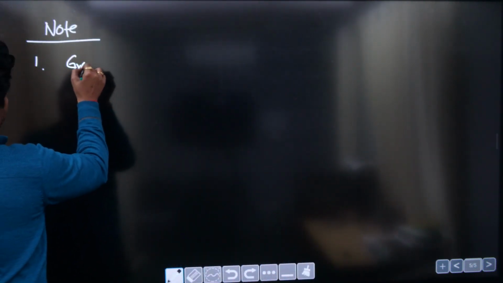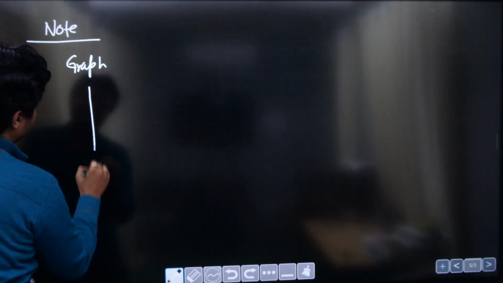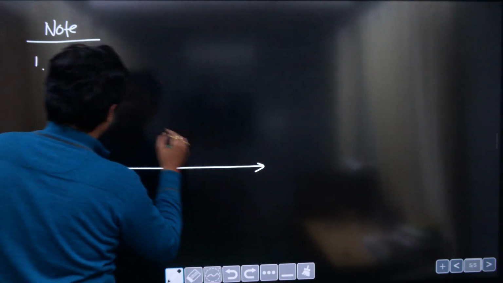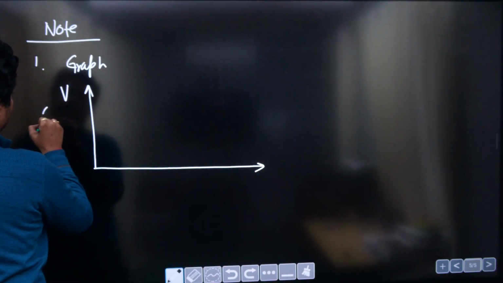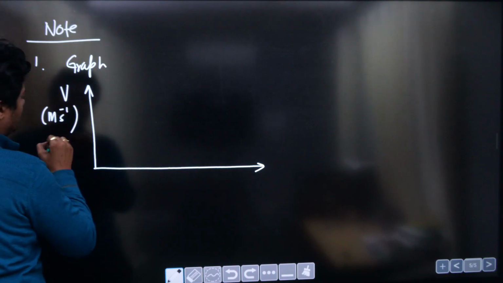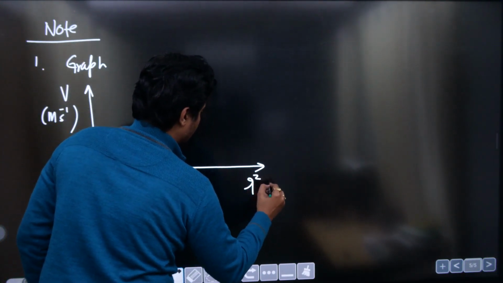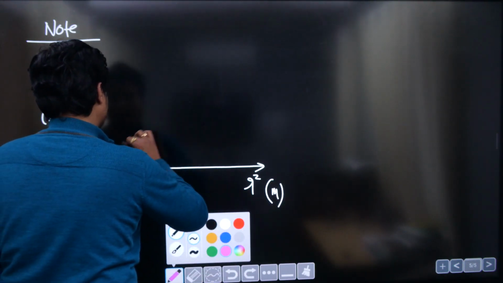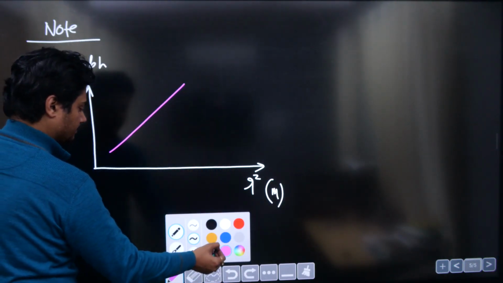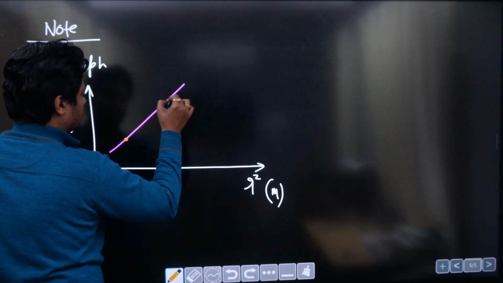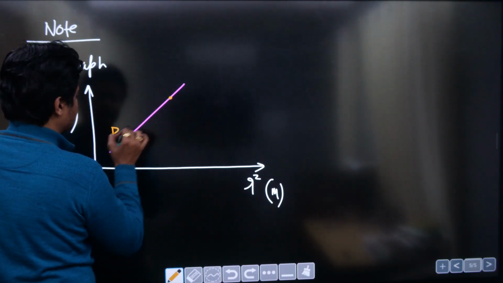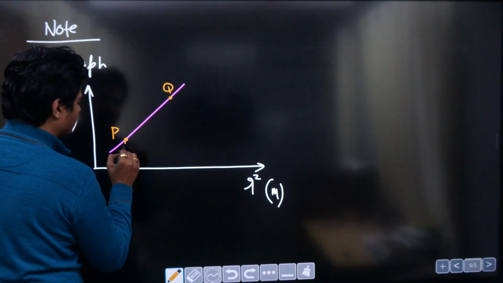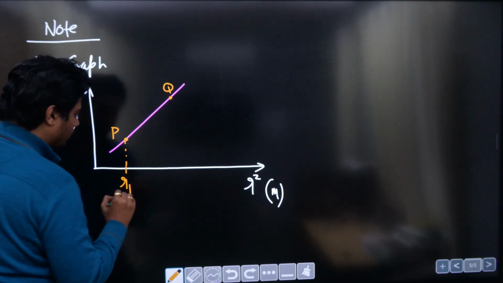The graph was between velocity in meters per second versus r square, which was in meters. And this graph was observed to be a straight line. This graph was observed to be a straight line for two different balls, as you can see, for ball 1.